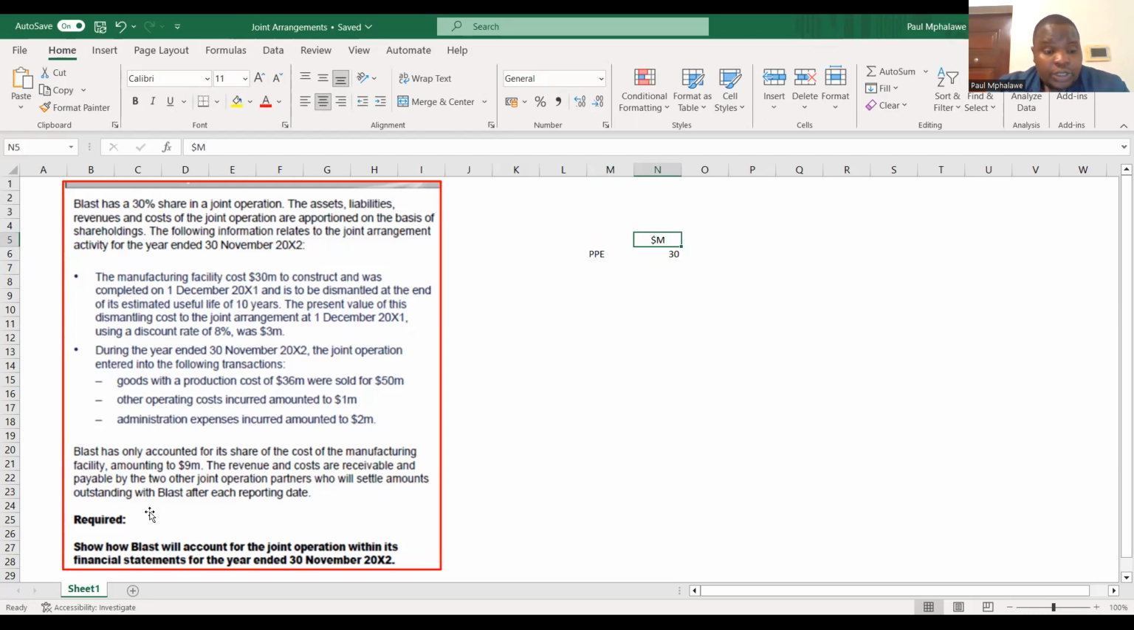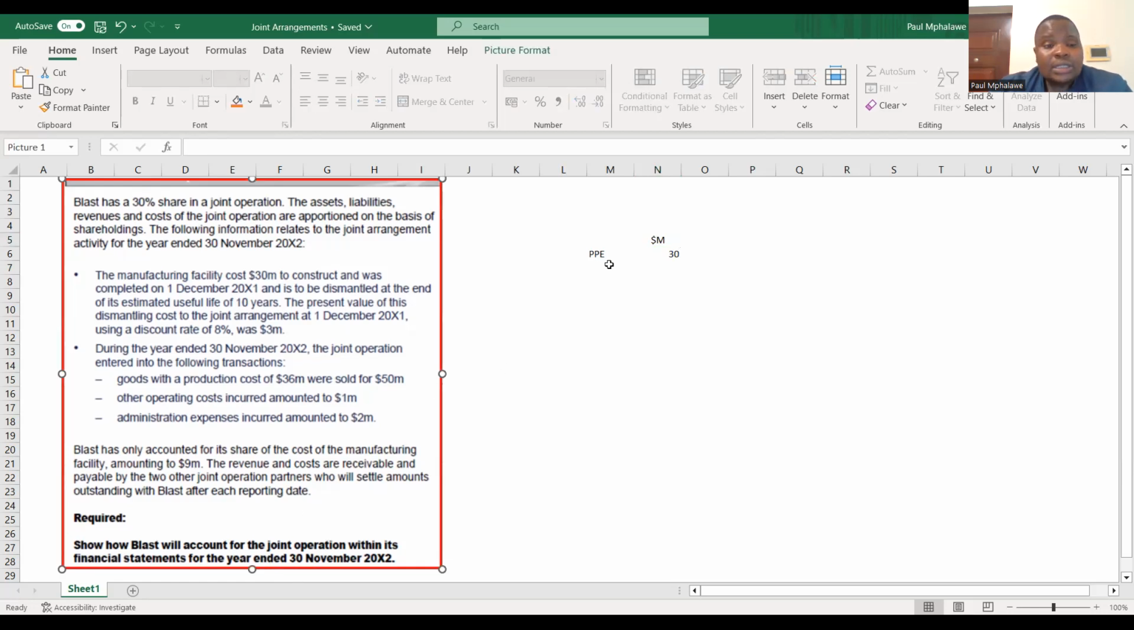Well, first of all, let's go to the question. Show how Blast will account for the joint operation within its financial statements for the year ended 30 November 2022. So basically, I'm going to produce the extracts, but I like breaking the question given step by step. The facility was completed on 1st December 2021.